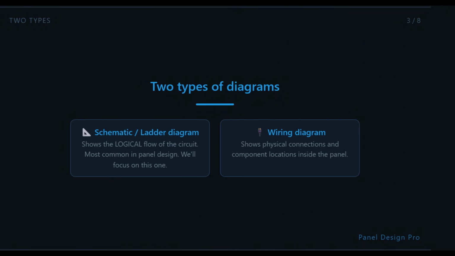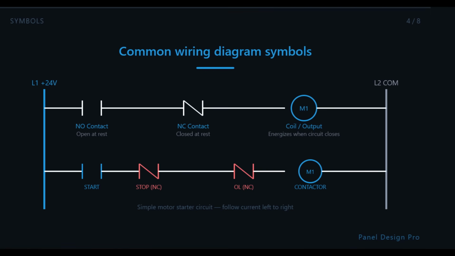The second is a wiring diagram, which shows the physical connections and sometimes the actual location of components inside the panel. In this video, we're going to focus on the schematic, because once you can read a schematic, everything else becomes much easier. Here's the part that trips up most beginners: the symbols.